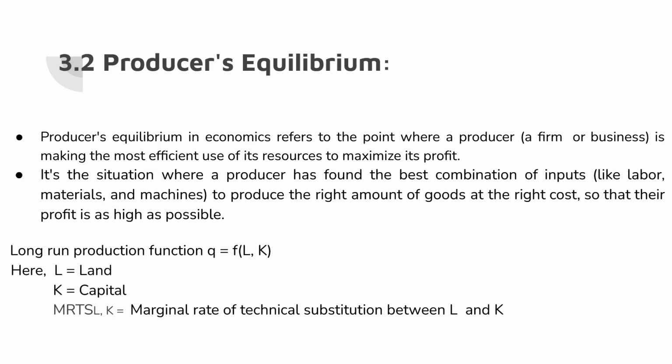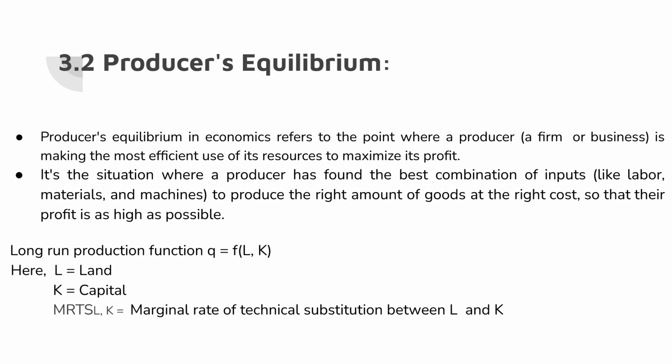Producers equilibrium. Producers equilibrium in economics refers to the point where a producer is making the most efficient use of its resources to maximize its profit. It's the situation where a producer has found the best combination of inputs like labor, materials, and machines to produce the right amount of goods at the right cost so that their profit is as high as possible.